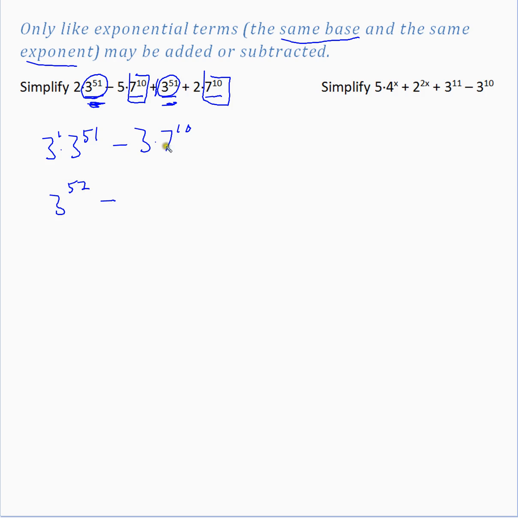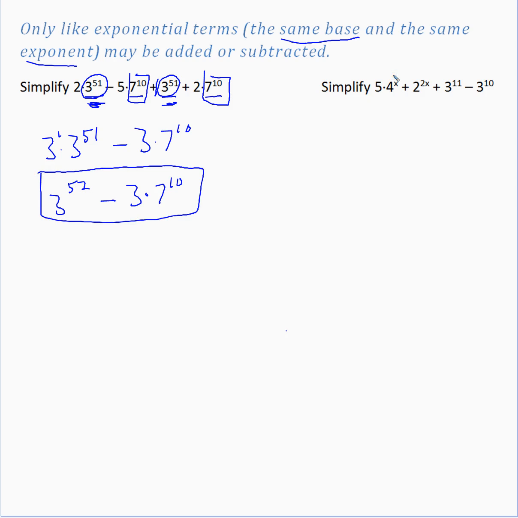Over here, 3 times 7 to the 10th, we cannot simplify that anymore because they're not the same base. We can't do 3 times 7 is 21, because then you would have 21 to the 10th, and that's not right. It's a 7 to the 10th times 3, so that's the answer to that first one. We can't simplify that anymore.